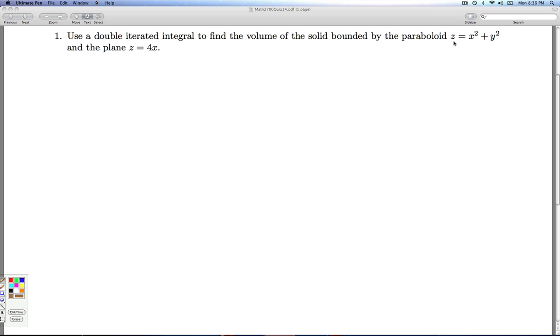The solid is being bounded by two surfaces. We have z equals x squared plus y squared, which we're told is a paraboloid. And we're given a surface z equals 4x, which we're told is a plane. Hopefully we don't need to be told those things. We know them. So let's try to sketch what's going on here.